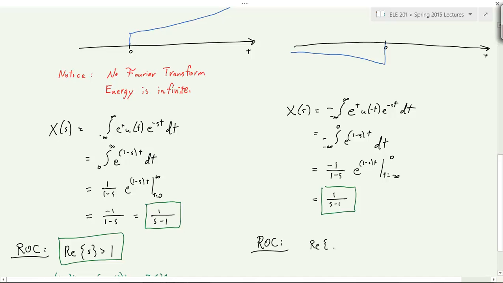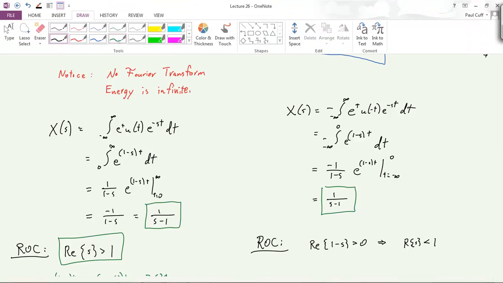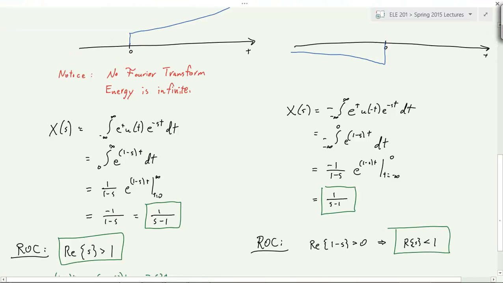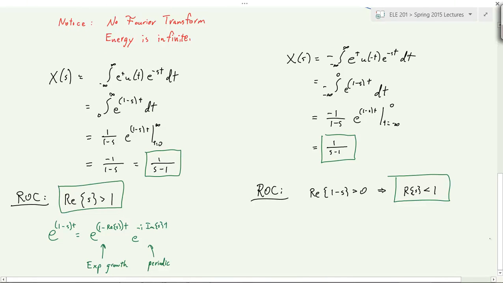I'll write it this way. We need the real part of 1 minus s. Okay? We need that to be positive because t is going to negative infinity there. So this has to be greater than 0. Therefore, the real part of s should be less than 1. There is the region of convergence. Now we see something interesting. It's exactly complementary to the other set. So the region of convergence here was real part of s greater than 1, and here it's less than 1.